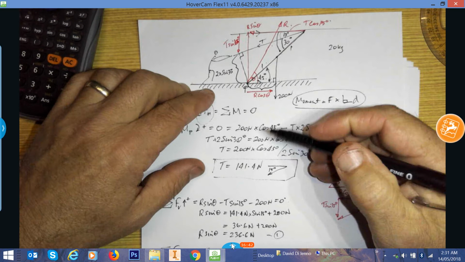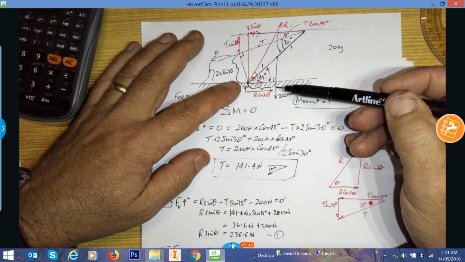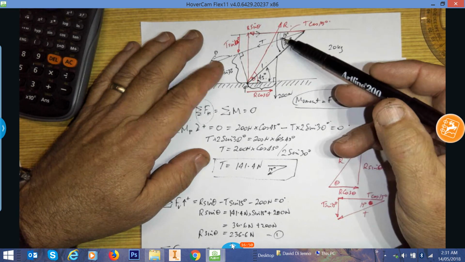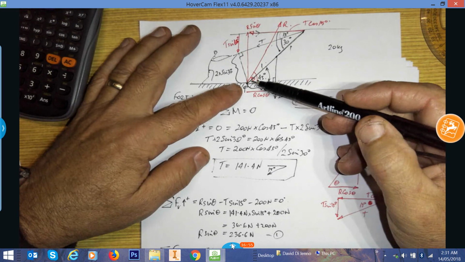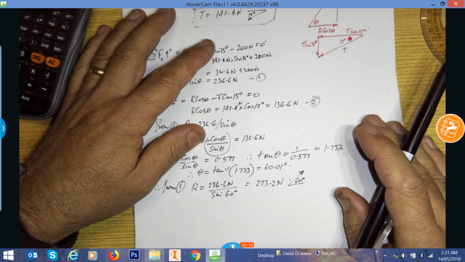So let's just check that and see what it looks like. We've got a 200 newton force coming down here, so it's not unreasonable to expect that the reaction would have to be a little bit more, because part of this tensile force is pulling downwards, and the reaction would have to compensate for that. So it looks pretty correct. So there's your analytical solution.